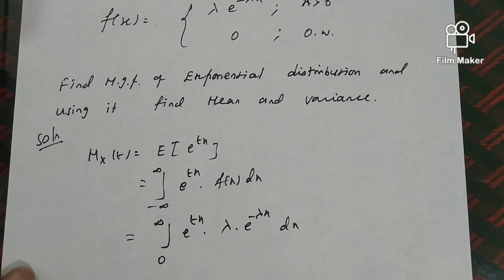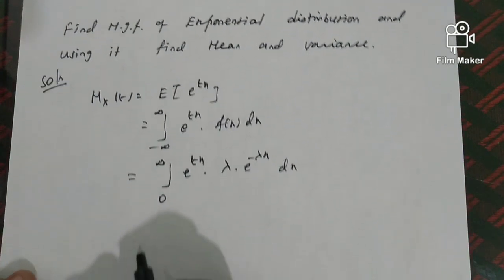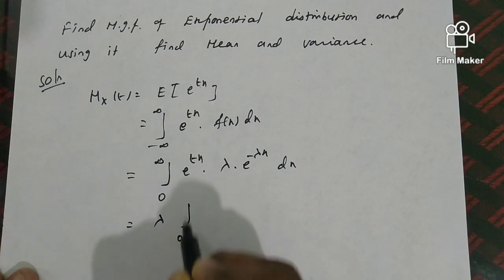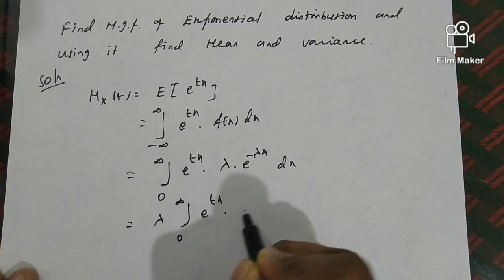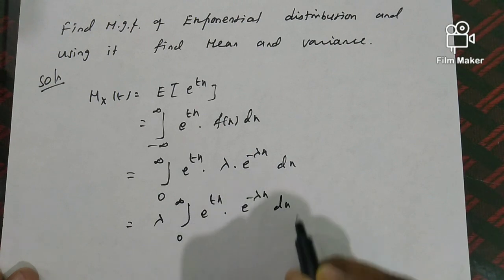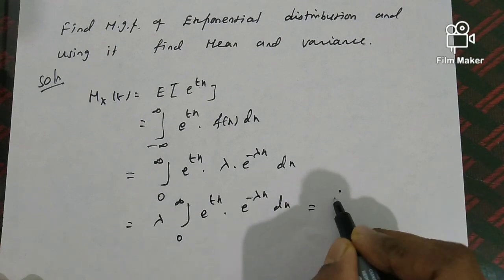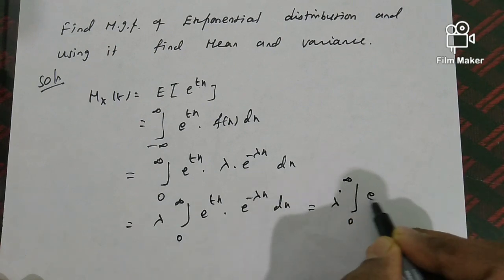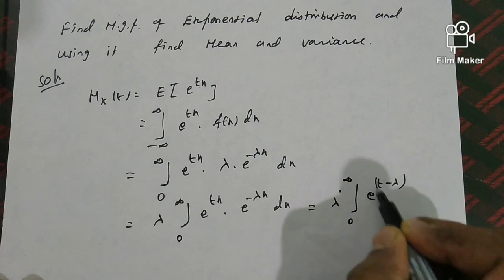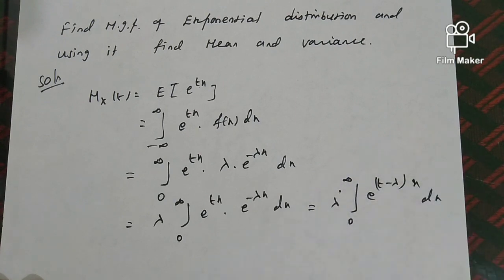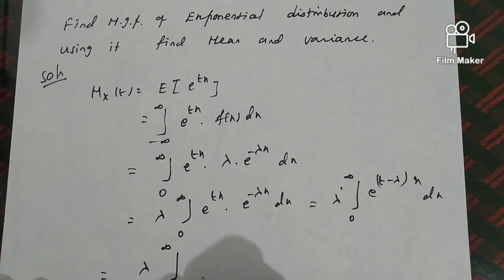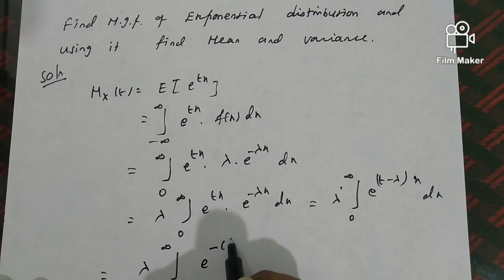Here the integration is with respect to x, so we can take the lambda outside. So this can be written as lambda into the integral from 0 to infinity of e power tx e power minus lambda x into dx. In both terms we have e power, so putting together we can write this as the integral from 0 to infinity of e power (t minus lambda) into x dx. So that is equal to lambda into the integral from 0 to infinity; you can take the minus outside, so this can be written as e power minus (lambda minus t) into x dx.